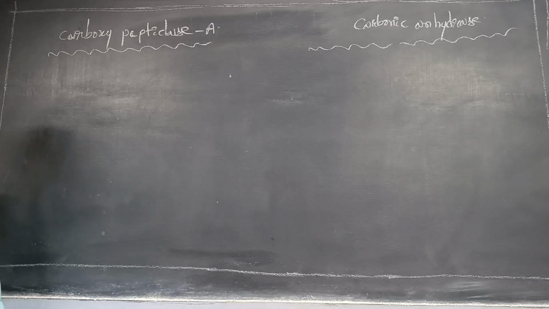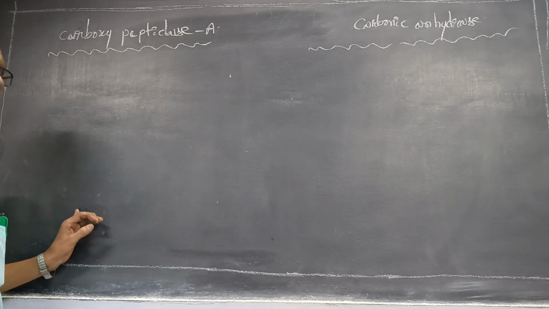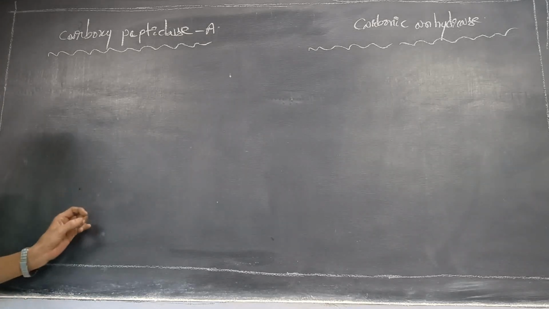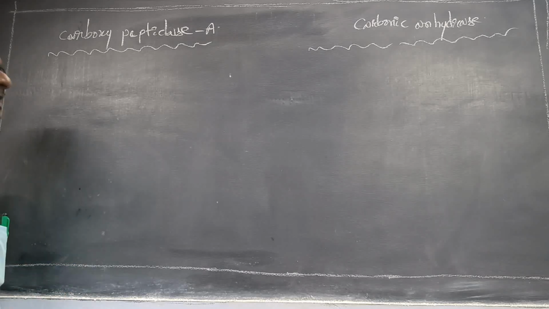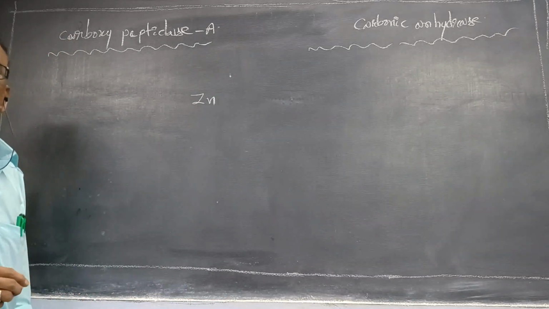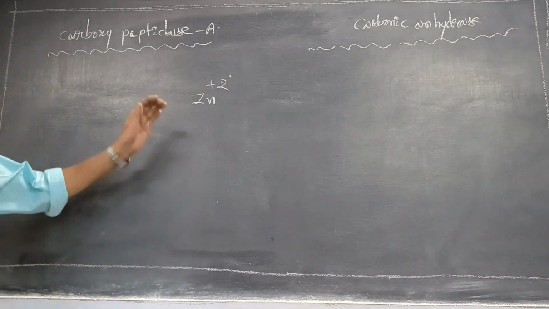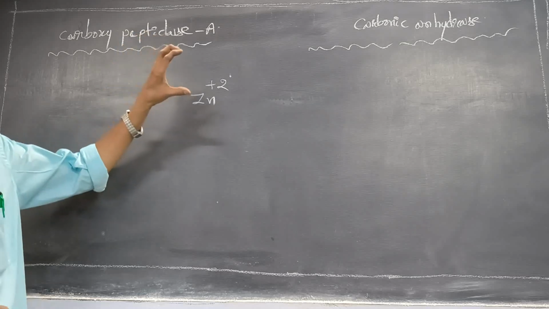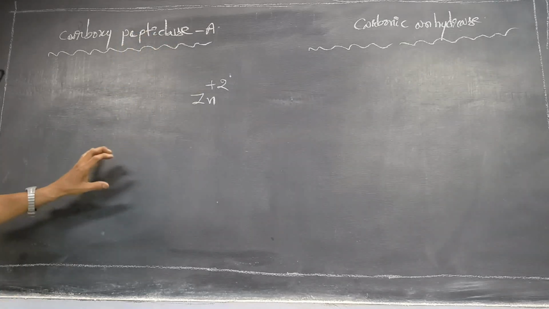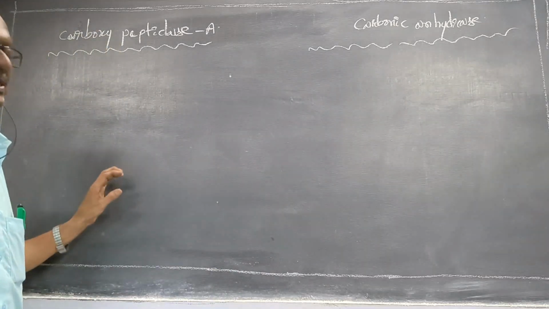Yes, dear students, in bioinorganic chemistry, we are left with two important short answers. One is carboxypeptidase A, and another one is carbonic anhydrase. These are the two enzymes in which the main metal is zinc, whose oxidation state is +2. Before studying these two enzymes, let us have some information so that we can easily understand them.